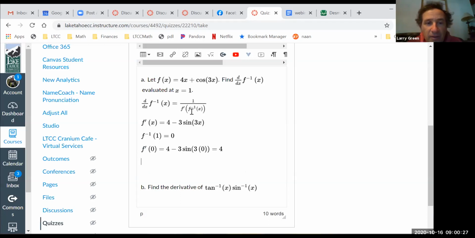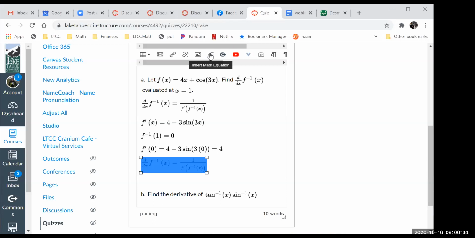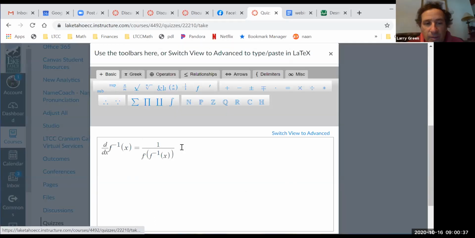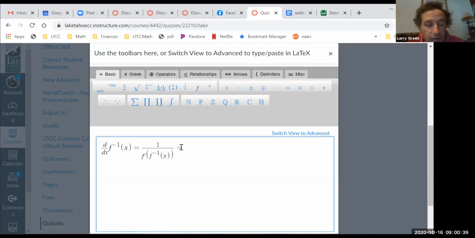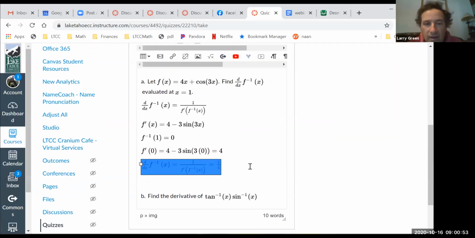Okay, now we just drop it into the formula. Let's rewrite the formula. So I'm going to drop it into the formula. And this gives me 1 over f prime of f inverse of 1. And that will just be 1 over 4. Are there any questions on part A? Any questions?